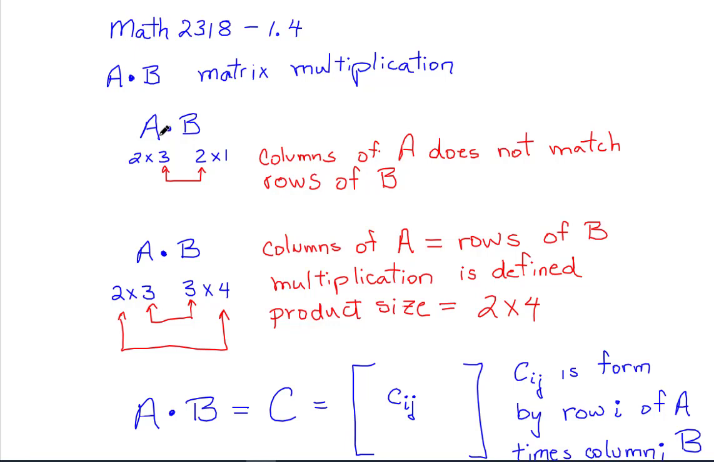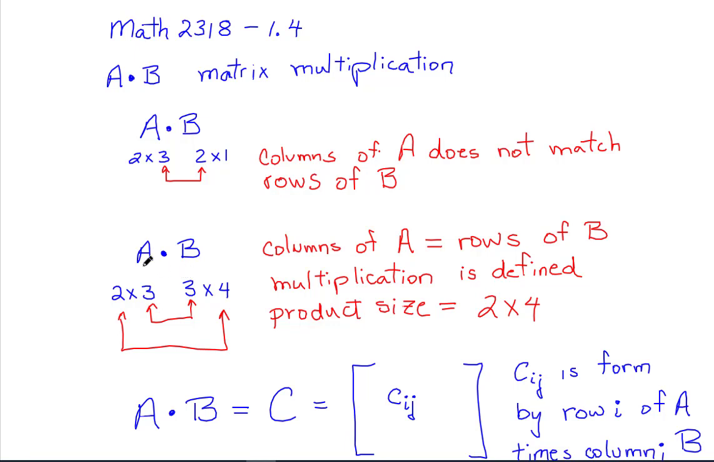So if I want to multiply two matrices together, the first thing I need to check is the size. For example, if A is 2 by 3 and B is 2 by 1, the multiplication is not possible. It's only possible when the number of columns of A matches the number of rows of B. Here I have 3 for the columns of A, 2 for the rows of B, and that's not possible.